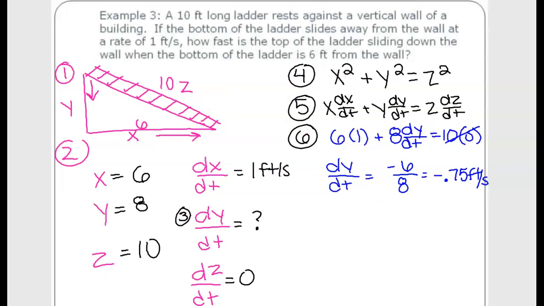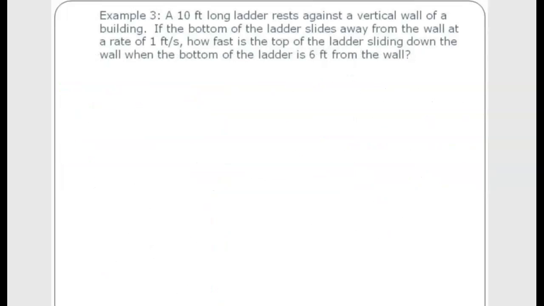Okay, so we're going to pick up today with example 3. This is one of those common calc problems that you don't go through calc without doing.